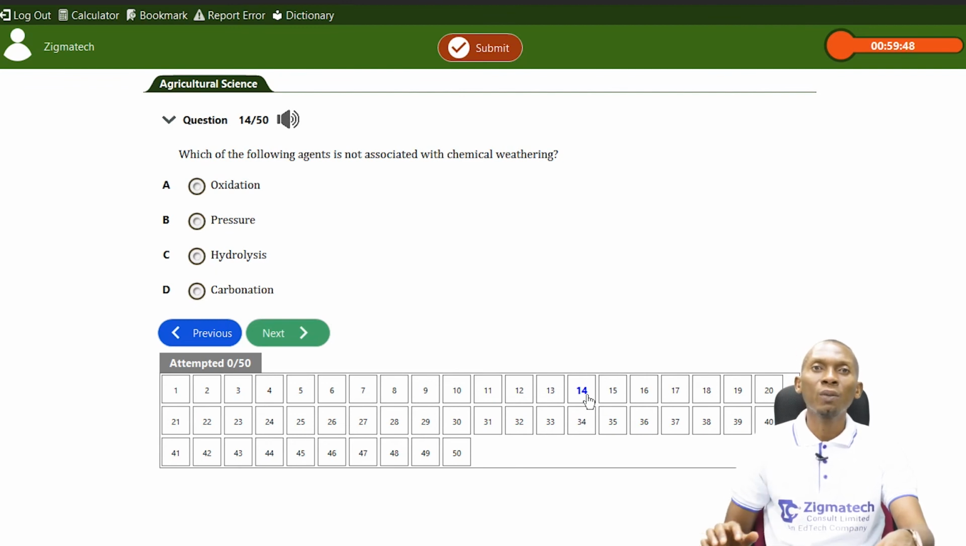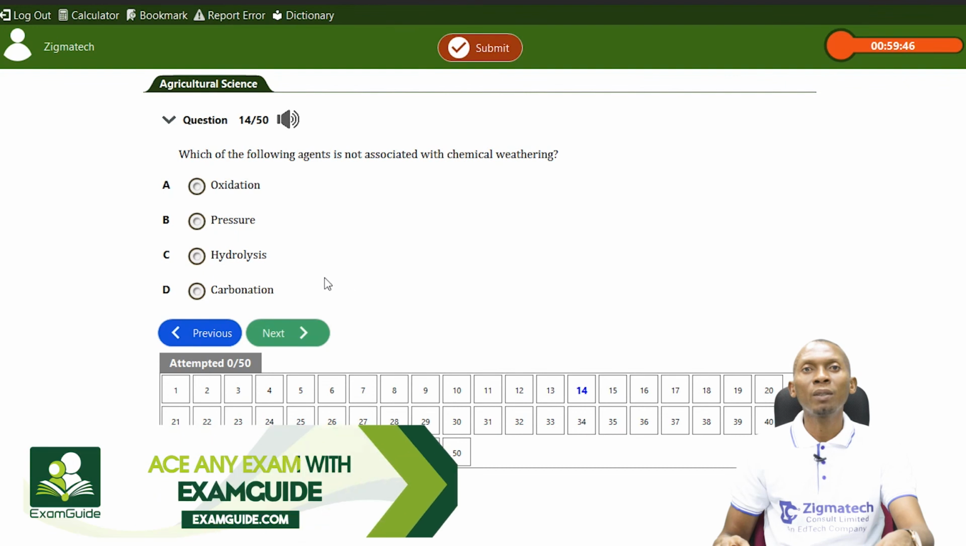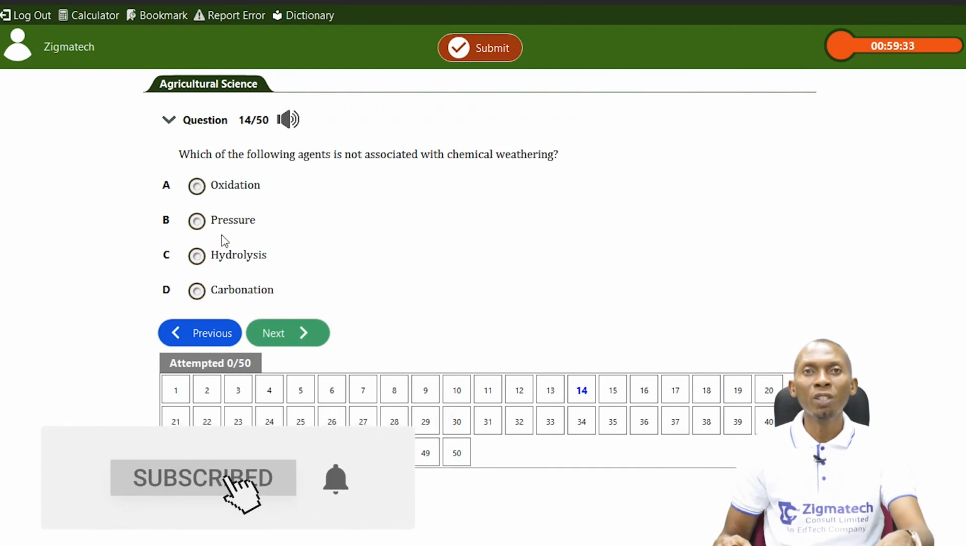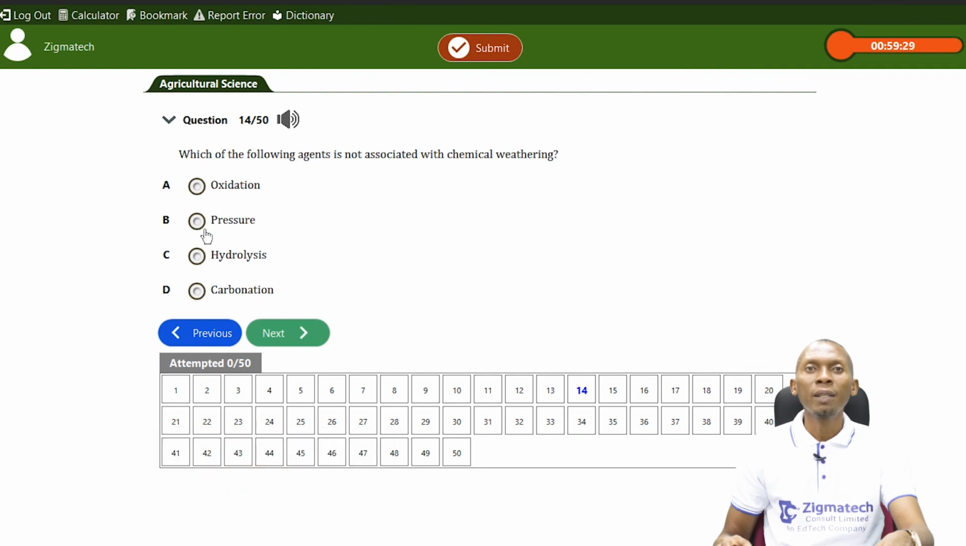Which of the following agents is not associated with chemical weathering? The agents associated with chemical weathering, if you can remember, we talked about hydration, hydrolysis, solution, oxidation, reduction, carbonation. A option here says oxidation, B option pressure, C option hydrolysis, D option carbonation. The answer here is pressure.